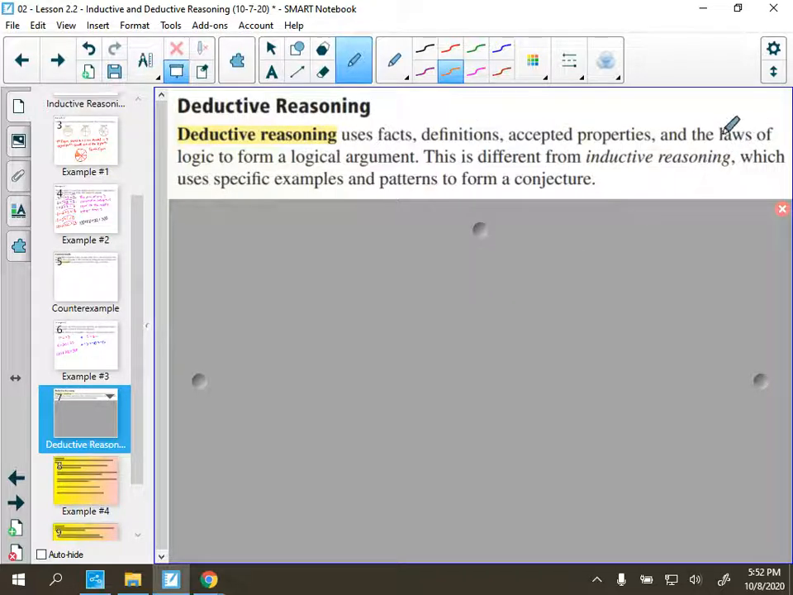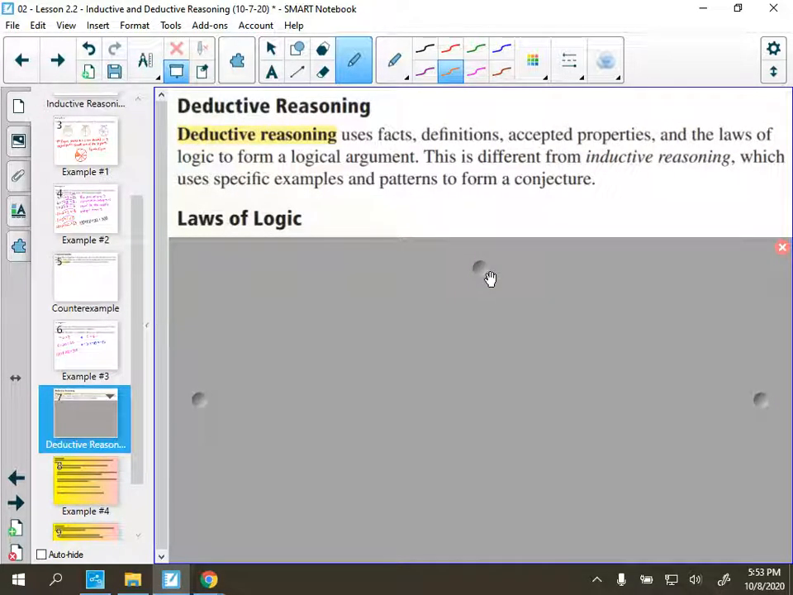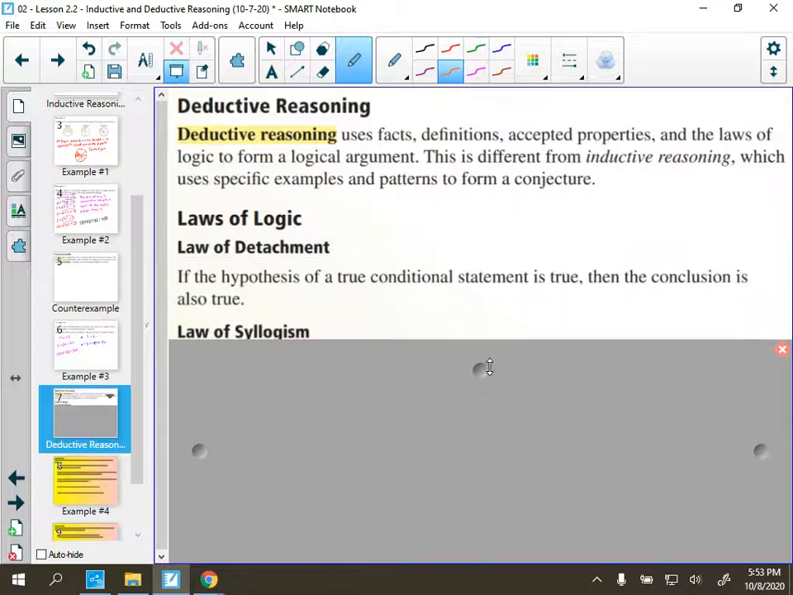We mentioned a second ago these laws of logic. What the heck is that? That's probably the one that you're least familiar with. Definitions, facts, properties, you've probably heard a million of those over your math career. But what the heck is a law of logic? Let's take a look here. There are two of them that I'm going to ask us to know. Let's do one at a time.